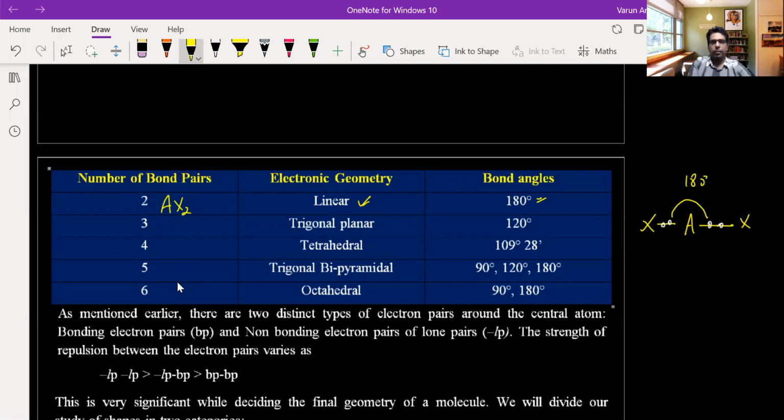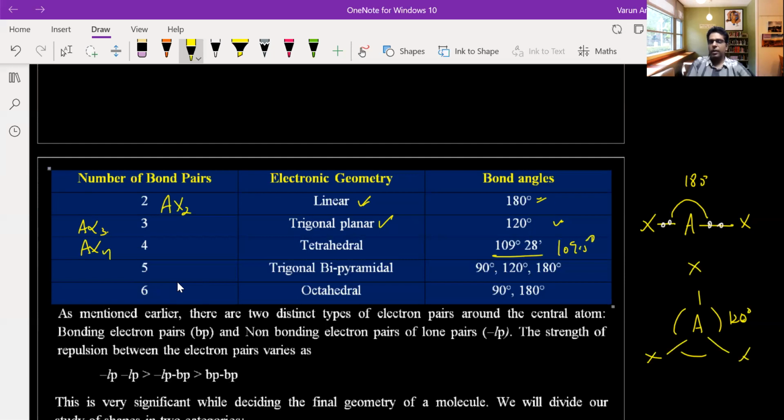Now AX3 type of molecule with three bond pair, the bond angle will be 120 degree each and the shape is trigonal planar. Now AX4 type of molecule, the bond angle is 109.5 degree.